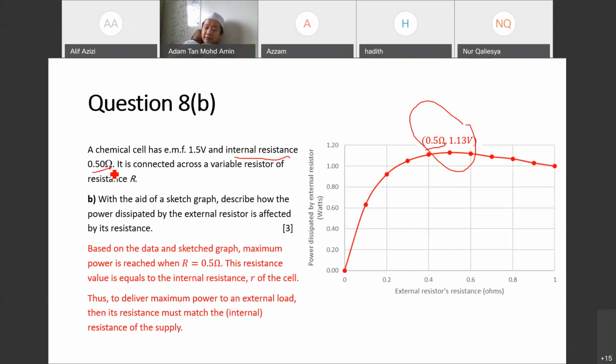So sebab tu kita ada variable resistor tu untuk kita nak test out this hypothesis kan. Maknanya betul ke tak, when the value of the resistance of the external load matches the value of the internal resistance of the supply, it will dissipate maximum power. Sebab tu kita take different readings of the voltages at different resistance values, and then kita plug into the formula for power, you get memang betul kalau dia punya resistance tu sama macam the internal resistance, dia punya power will be maximum.